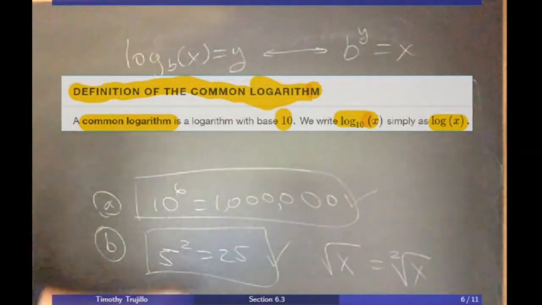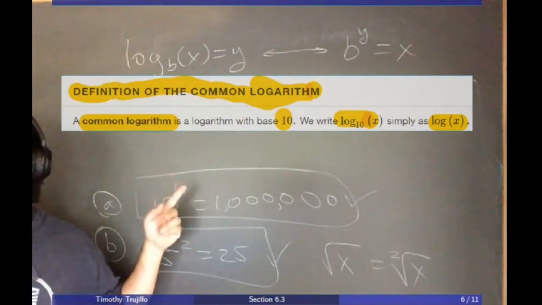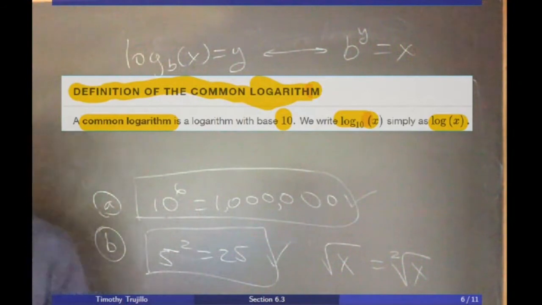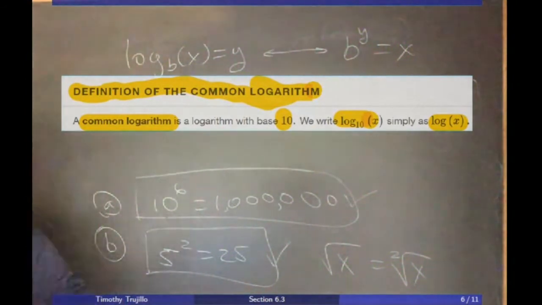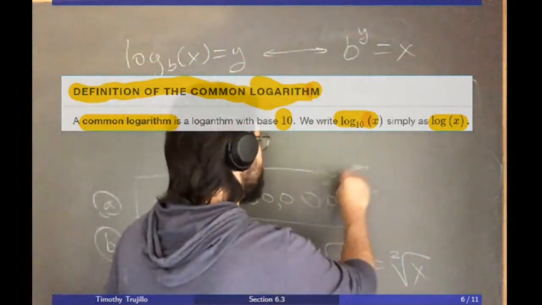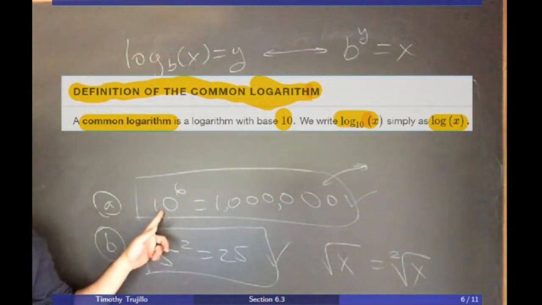So let's go ahead and rewrite this one in this notation here, right? So how would we rewrite 10 to the 6th is equal to a million in this new notation, in log notation? And I'll let somebody post it in the chat and we'll go from there. Because again, this is a log base 10, right?